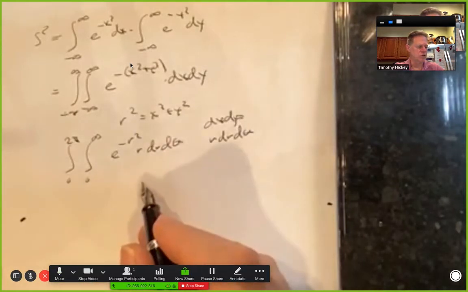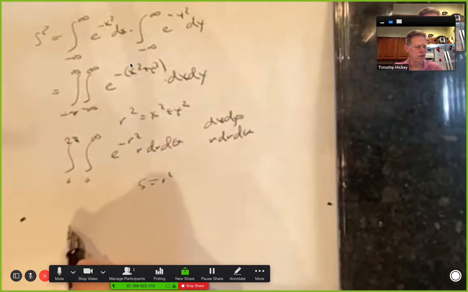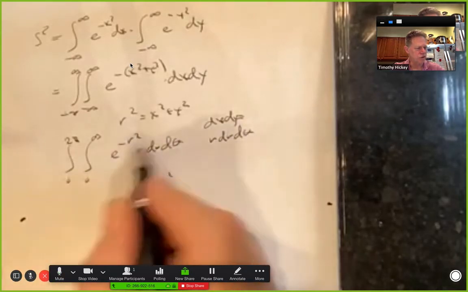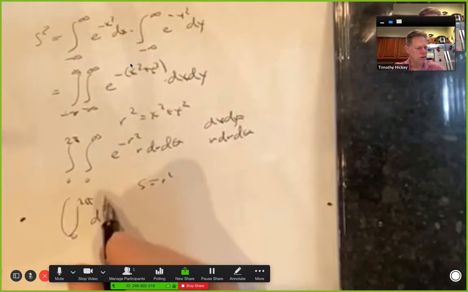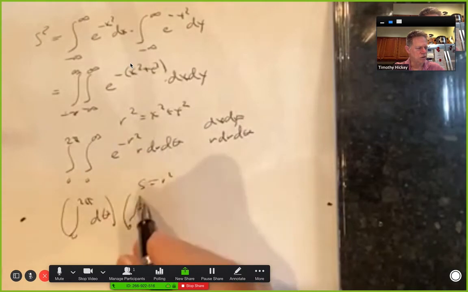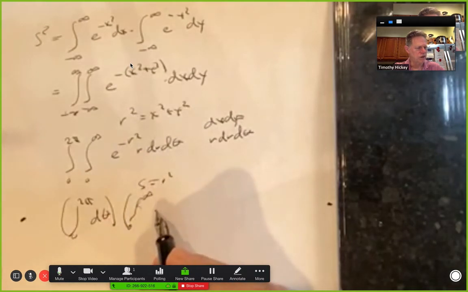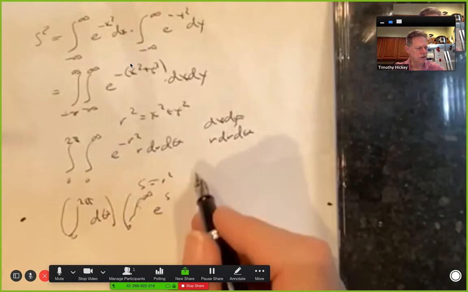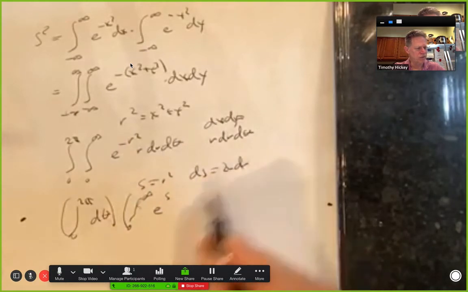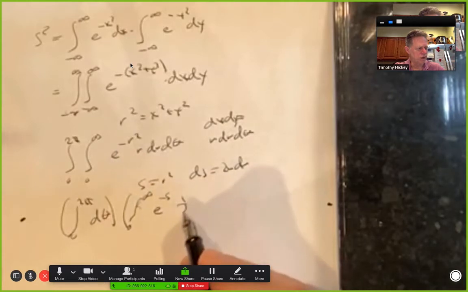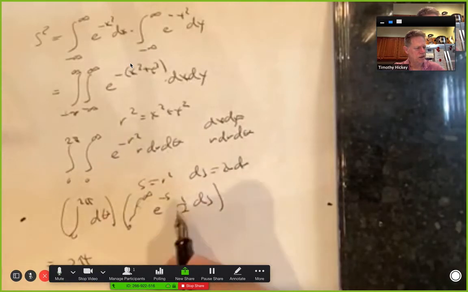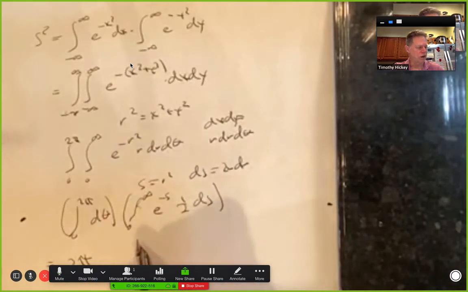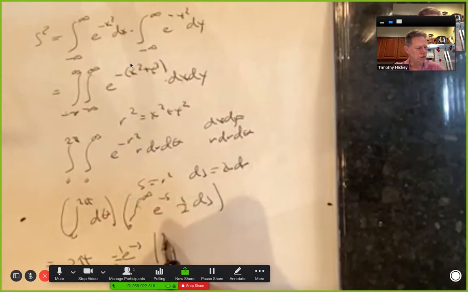Now if we do the substitution, s equals r squared. First we can pull the d theta out because there's no theta in there. So that's the integral from 0 to 2 pi of d theta times the integral from 0 to infinity of e to the minus s. Let's see, ds is 2r dr. So e to the minus s times 1/2 ds. So this is 2 pi, and the integral is minus 1/2 e to the minus s from infinity to 0.